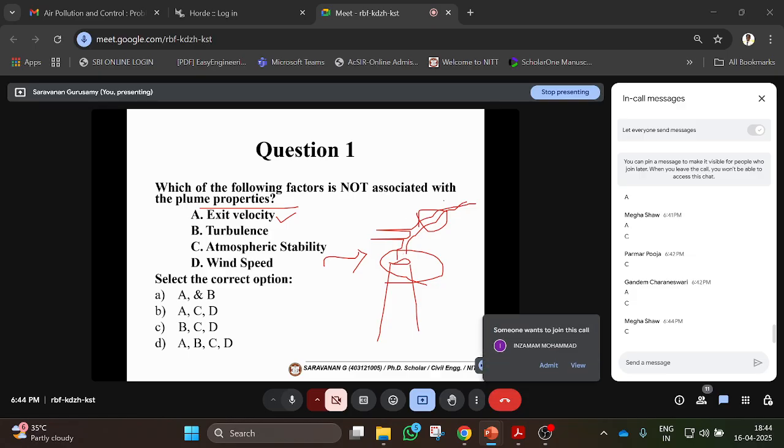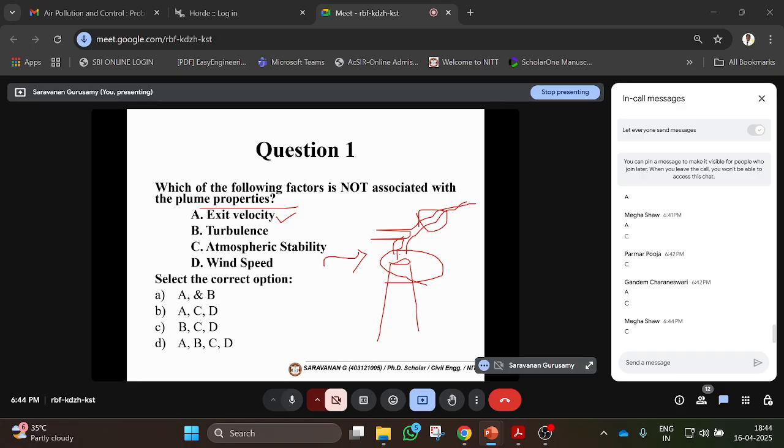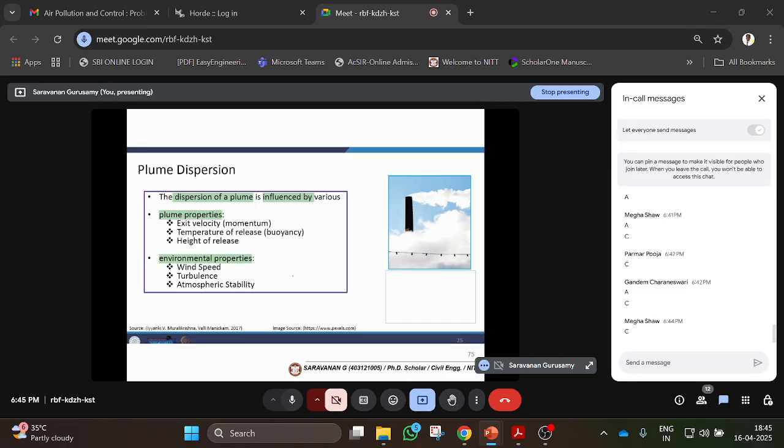Exit velocity. So plume is exiting, so exit velocity is related to plume. That is correct. Turbulence. So turbulence is due to plume only, because of how it is escaping. Atmospheric stability and wind speed. Wind speed is not associated with the plume. It is associated with the atmosphere. So wind speed is one of the answers, and atmospheric stability, C and D, which are not plume behavior. So C and D is correct. A is not there. So B, C, D. So the answer is B, C, D.